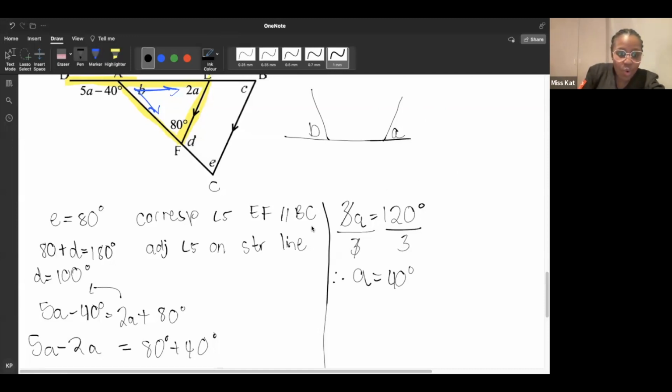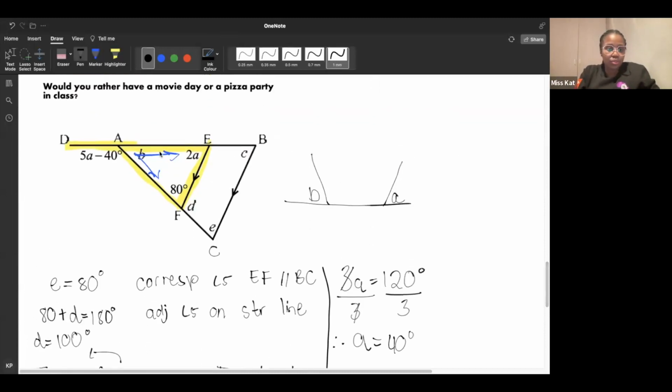Oh, we forgot our reason. Exterior angles of a triangle. Okay, so in this case, we use exterior angles, guys. Remember, it says exterior angles are equal to the sum, which is a plus, of the opposite two interior angles. So that's what we did. We took the opposite interior angles and we added them.